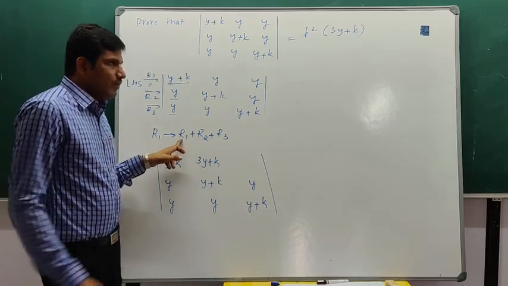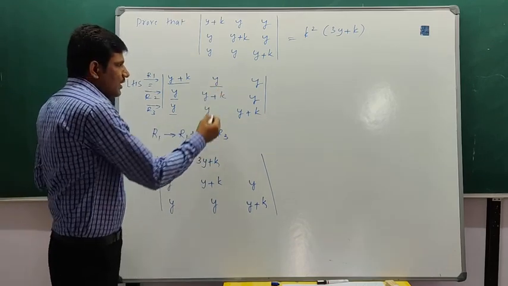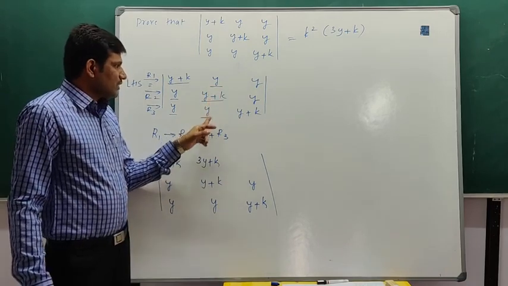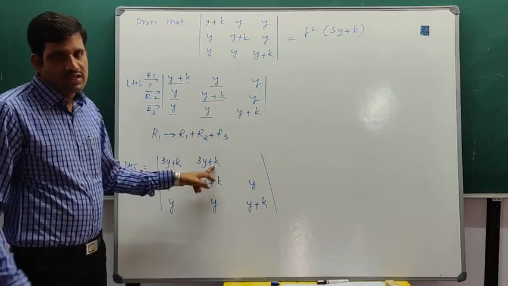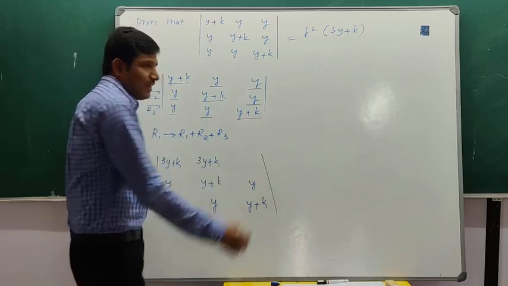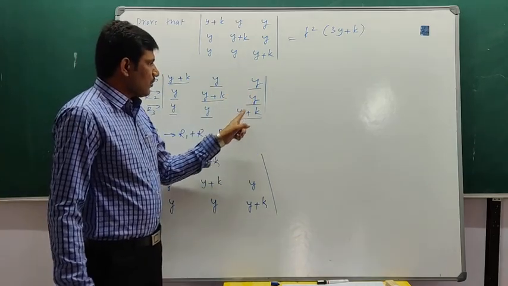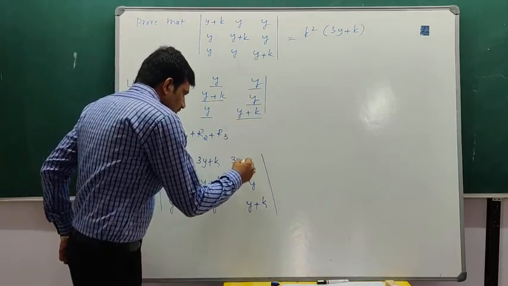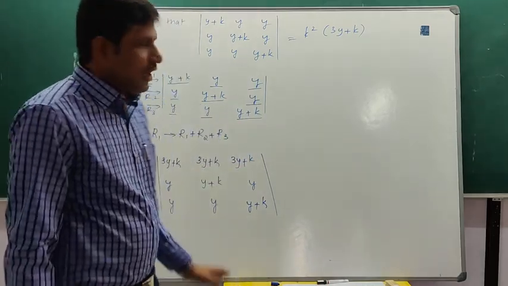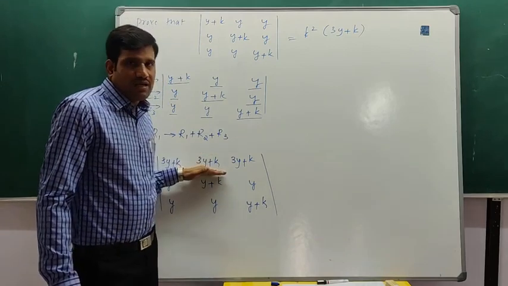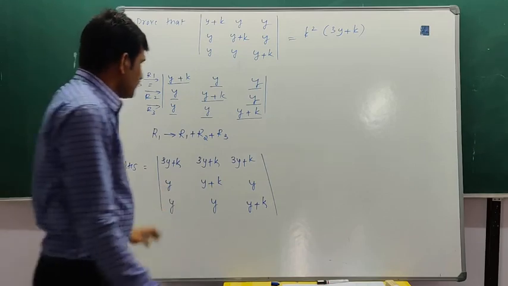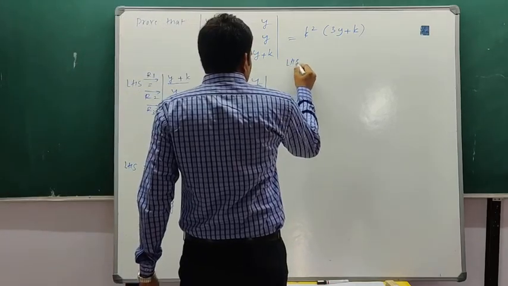Similarly, add the second element in R1, which is y, the second element in R2 and the second element in R3: y plus k plus y plus y. How much is it? 3y plus k. Similarly, add the third elements in R1, R2 and R3: that is y plus k, again 3y plus k. Now we can observe we are getting the same element in R1. So if we get the same elements, we can take this 3y plus k common. Right? So next step, let's take 3y plus k common.